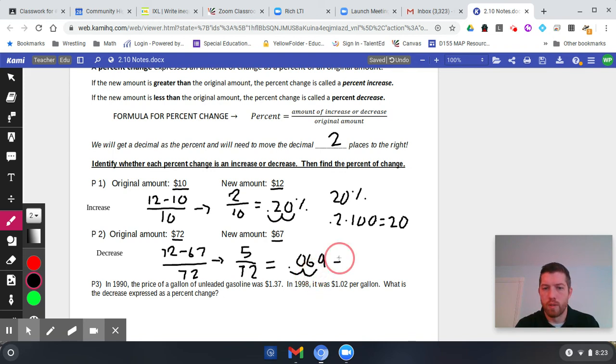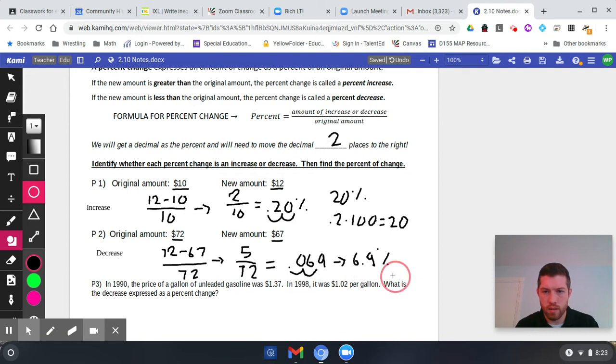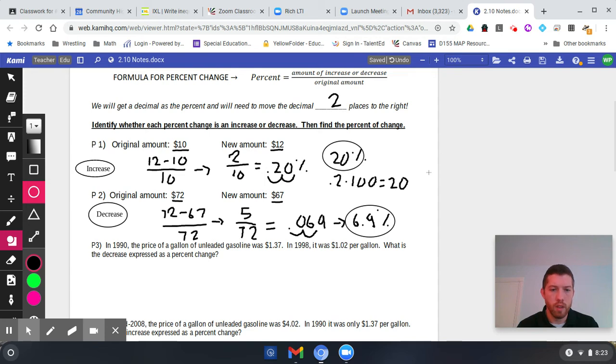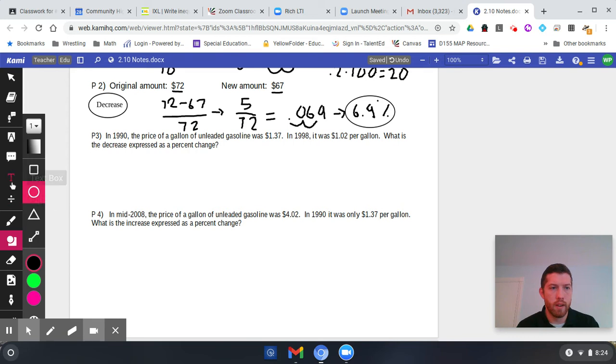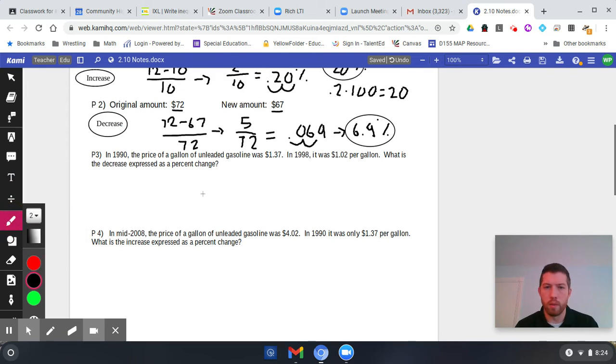Okay, so you'll notice any number under 10, any percent under 10 will always have a 0 in front of it. So this is going to be 6.9%. So we're roughly getting a 7%. So 7% decrease. Okay, this is a 20% increase. All right. So we got a few more problems, and then we're going to try those on your own down there. So we have 2 right here. So this is, you have to think about it a little bit more, but the same thing.